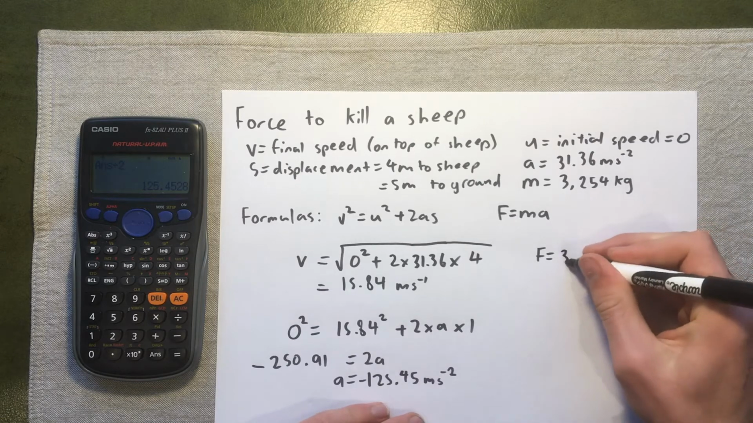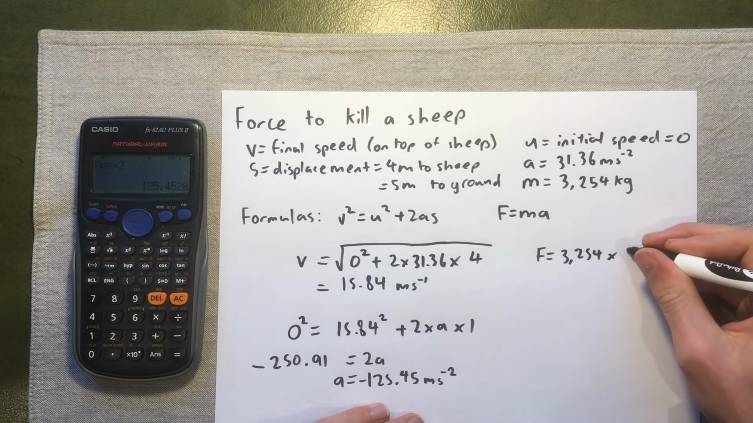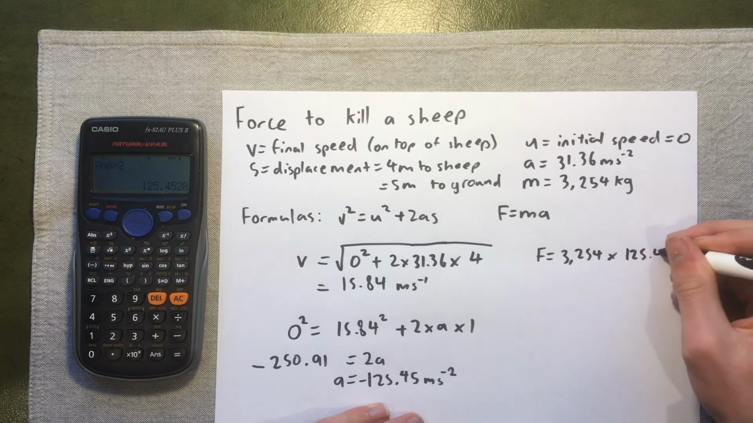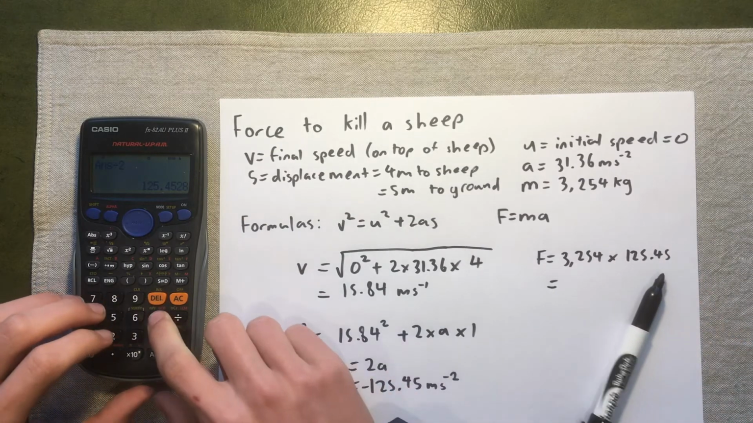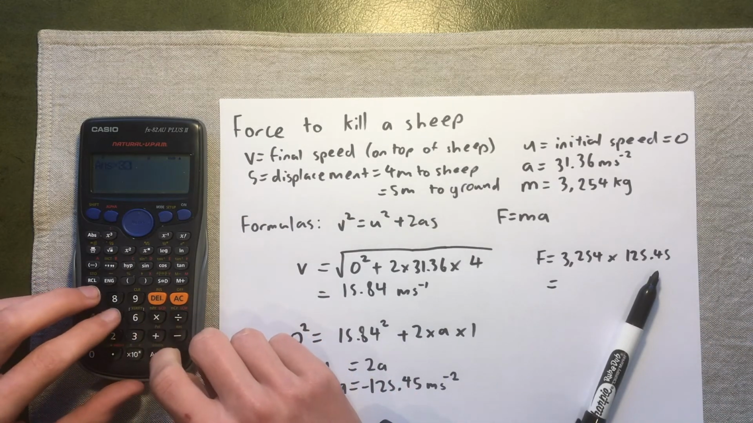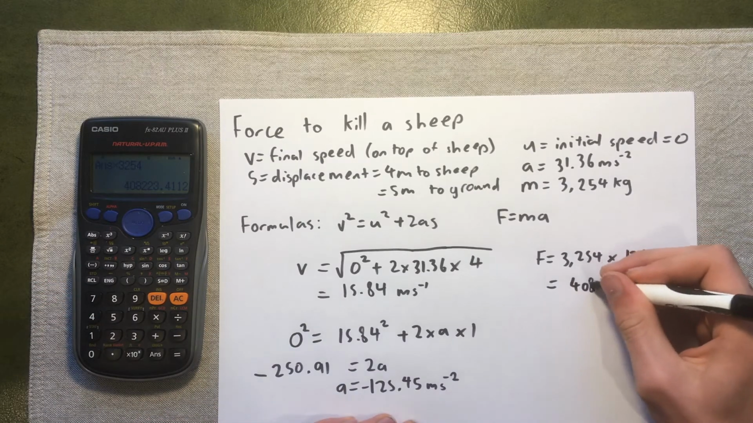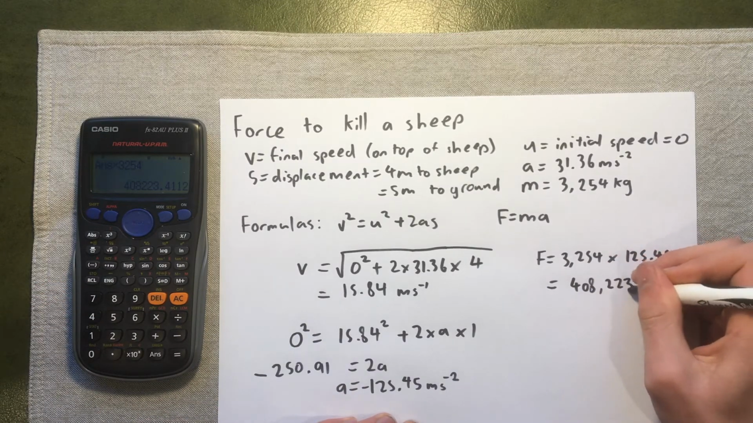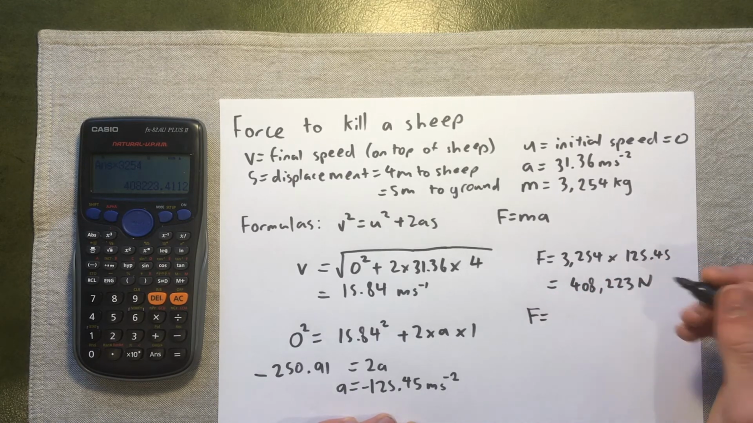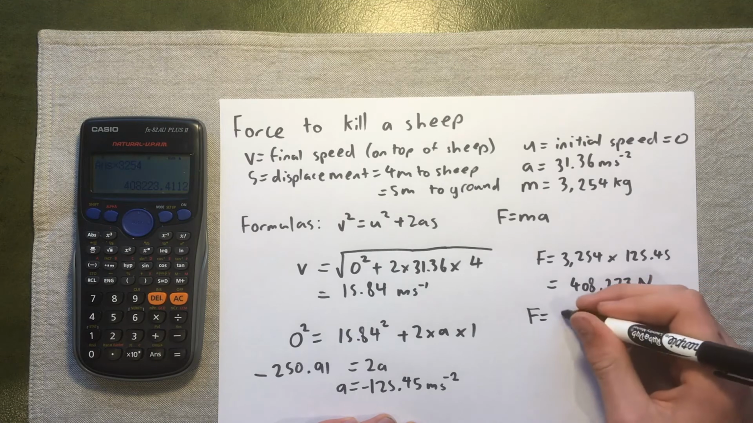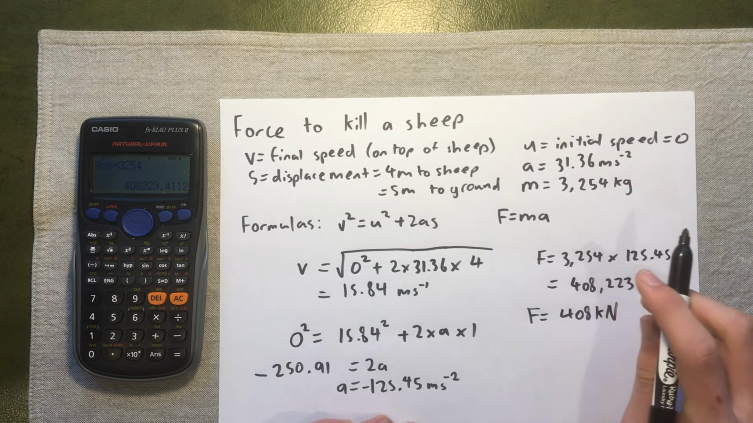So it's going to be 3,254 kilograms multiplied by 125.45. We don't need to put the negative, we know what direction this is going to be in. So if we multiply that by 3,254, we're going to get a force of 408,223 newtons. So the force required to kill a sheep in Minecraft from a free-falling anvil is going to be 408 kilonewtons, and that is a heck of a lot of force.